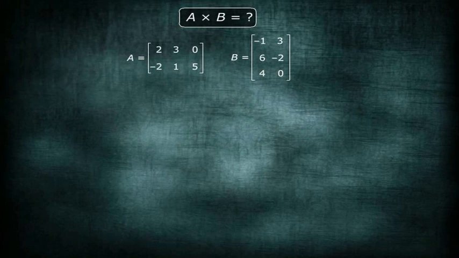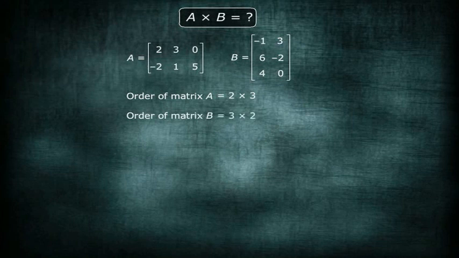So in this case, first let's check whether the product AB is possible or not. Now, what is the order of matrix A? That's 2 into 3. 2 rows, 3 columns. And what is the order of matrix B? That's 3 into 2. 3 rows and 2 columns. Now look at the number of columns in A. That is 3. And look at the number of rows in B. That's also 3. This means that the product AB is possible.